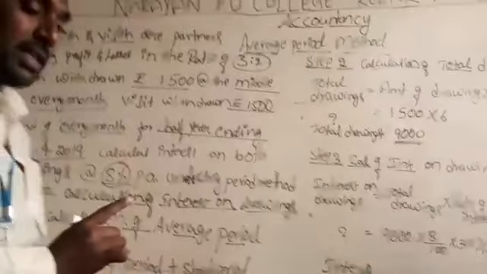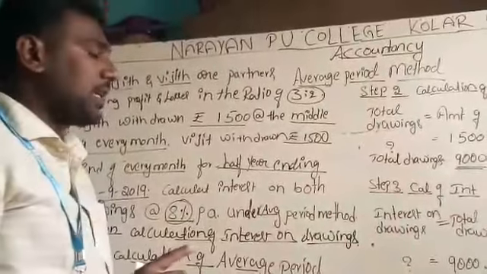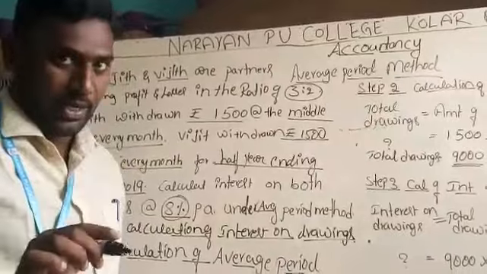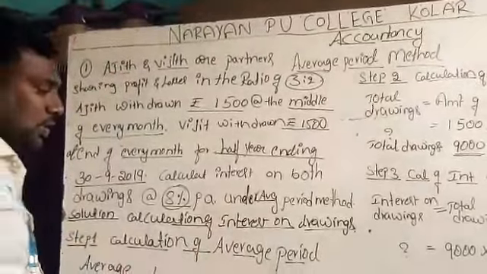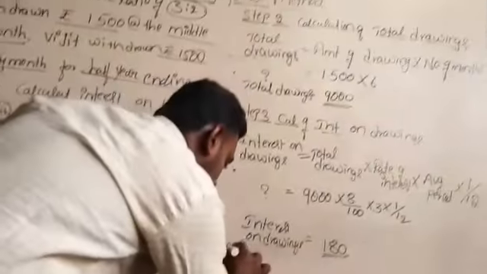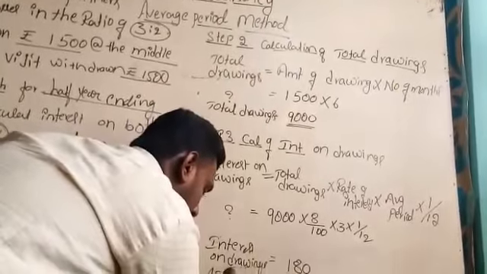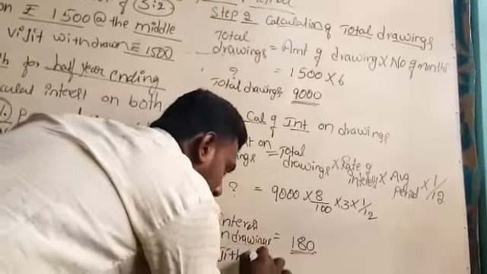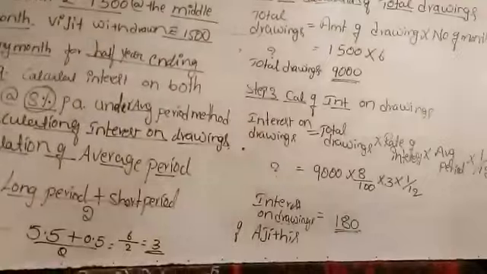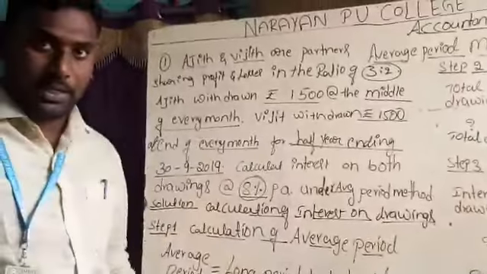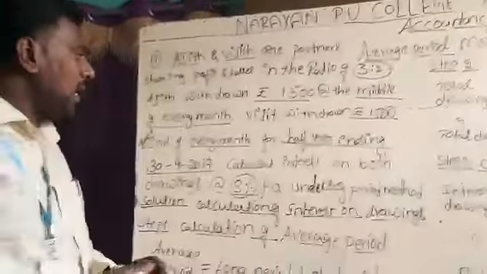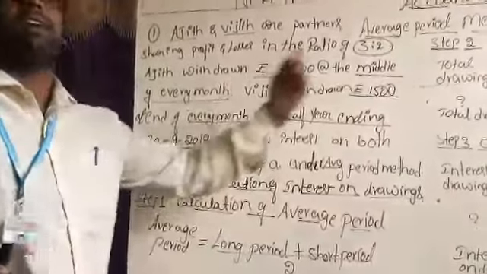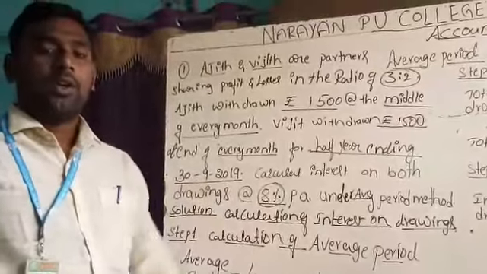So in this manner we have to calculate interest on drawings at the middle of the month for Ajit. So interest on drawings of Ajit is rupees 180. So this is the first sum, half of the sum we have completed. The remaining half of the sum is there. By following the same steps we have to calculate the interest on drawings.